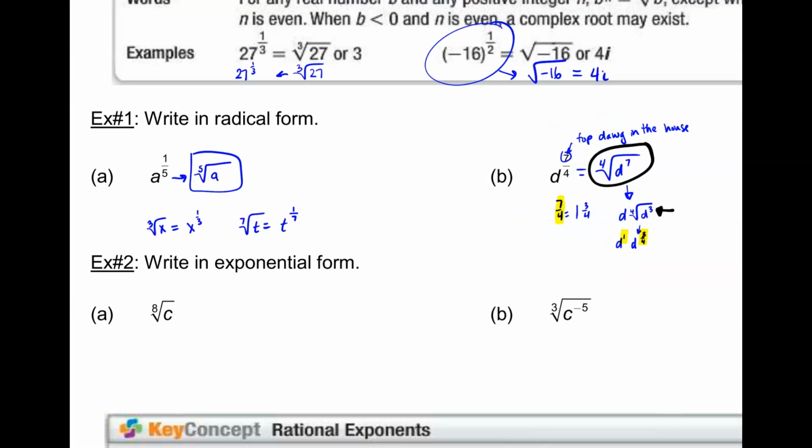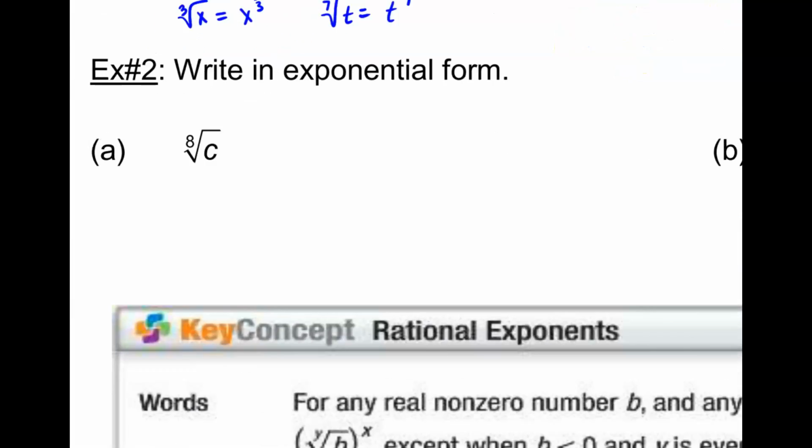All right, let's try it. Write this in exponential form. I have the 8th root of C. What would this be? C to the 1/8. See, you guys are doing well. Doing excellent. C to the 1/8 power.